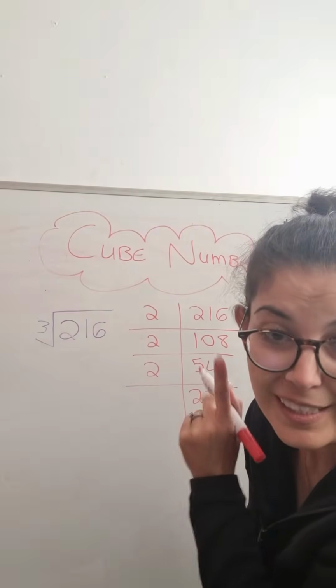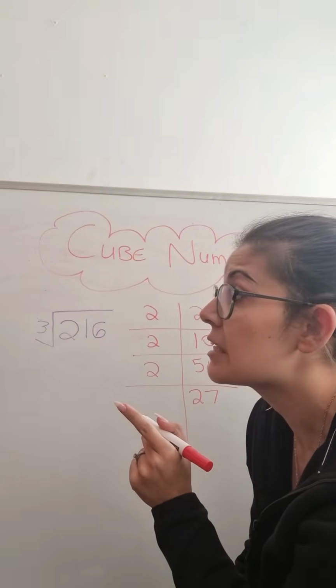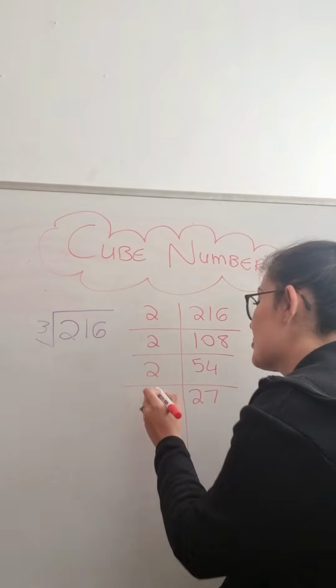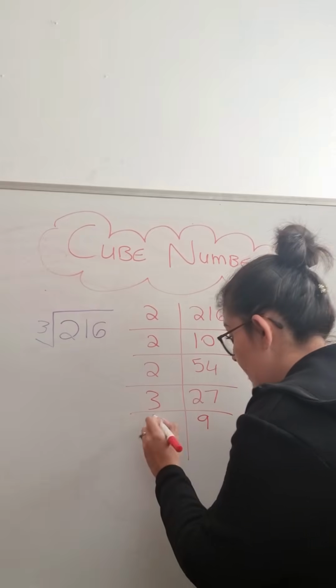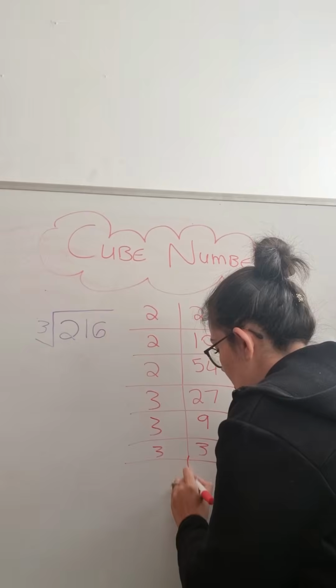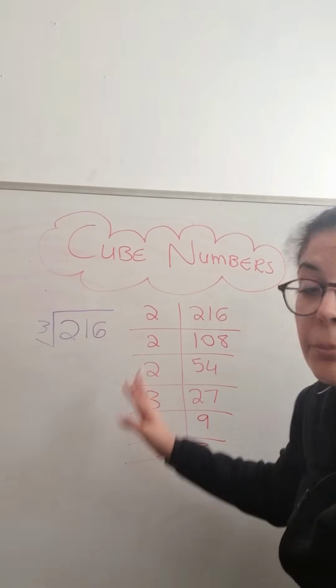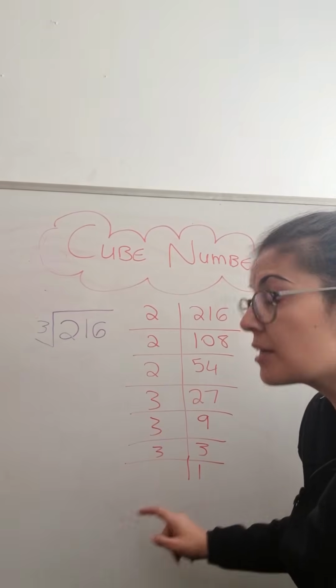I cannot divide that by 2, but another prime number I can divide by is 3. So if I divide 27 by 3, I get 9. Divide that by 3, I get 3. And divide that by 3, I get 1. Remember, the whole goal here is not only to divide by prime numbers, but it's to get to 1 right at the end. That's when you know you're finished.